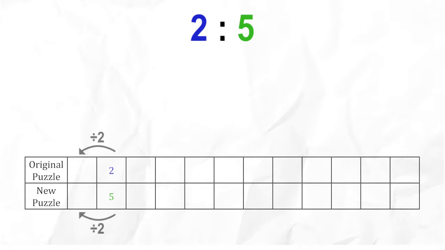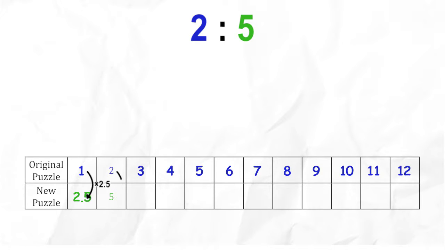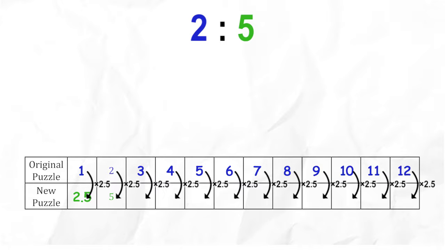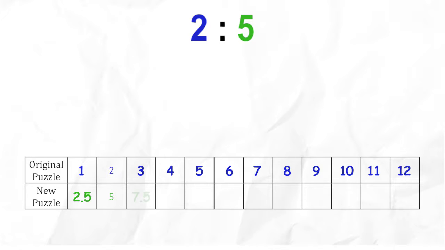The ratio of the original puzzle to the new puzzle is 2 to 5. As we fill out the table, we divide both 2 and 5 in half, getting 1 unit to 2 5/10 units. Each of the unit lengths in the original table will be multiplied by 2 5/10. The ratios continue: 3 to 7 5/10, 4 to 10, 5 to 12 5/10, 6 to 15, and so forth.